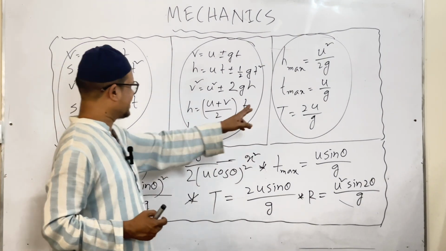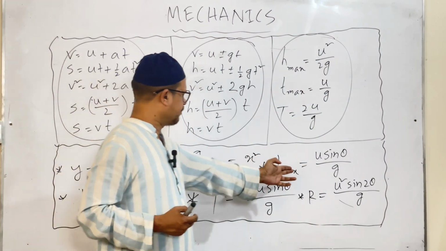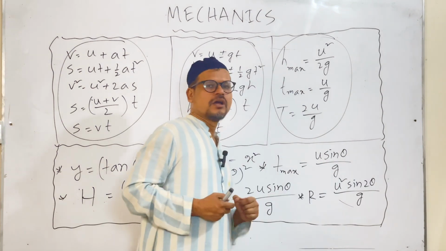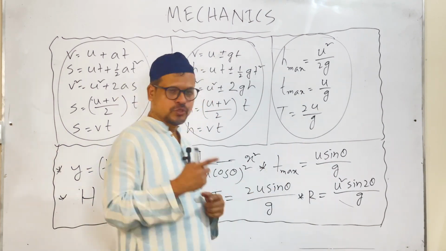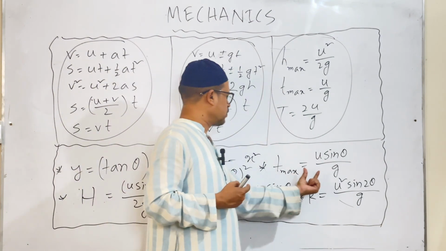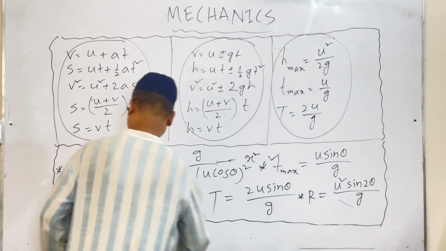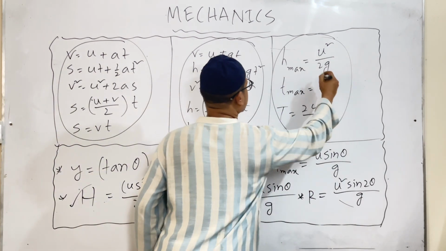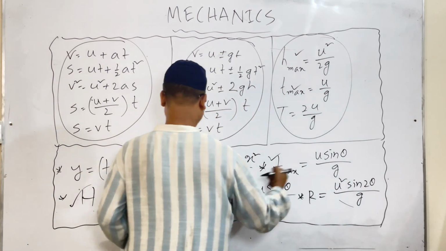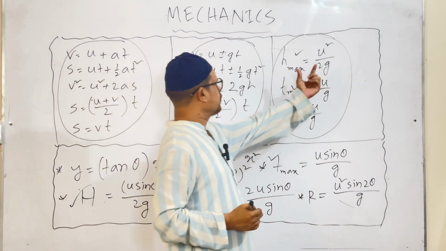Try to understand this: t maximum equal to u over g. This is the same, just u sin theta over g. This is the time required to reach the maximum height. T maximum equal to u sin theta over g. If you know this, you can understand this. Just put u sin theta in place of u.